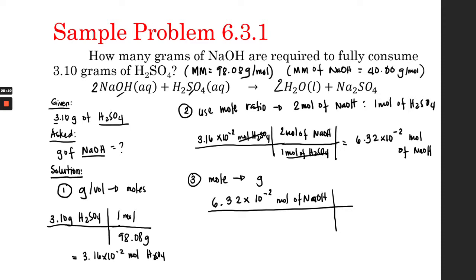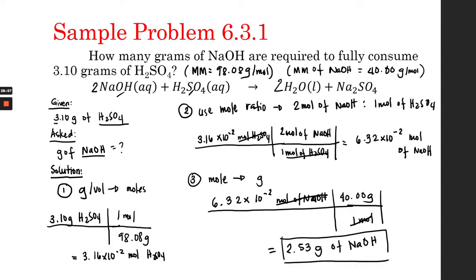So I hope you guys know how to get the molar mass. Again, it's in the previous lesson. So that means 40 grams on top divided by 1 mole. And from there, we can cancel mole and multiply 6.32 times 10 raised to negative 2 by 40 grams. That would give us about 2.53 grams of NaOH. So this is our final product.